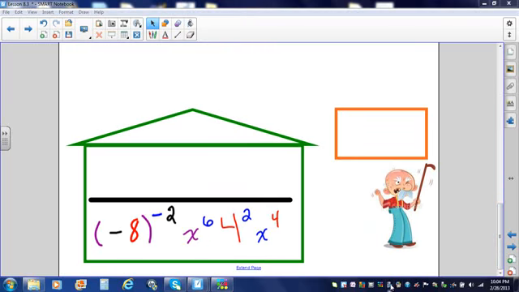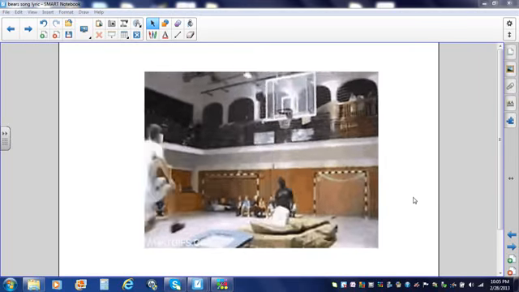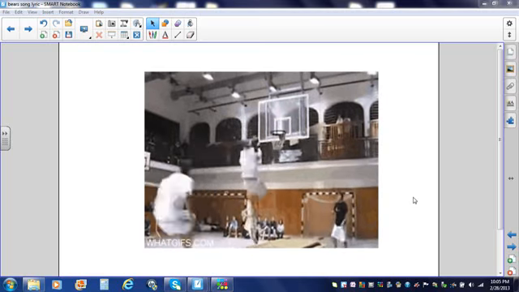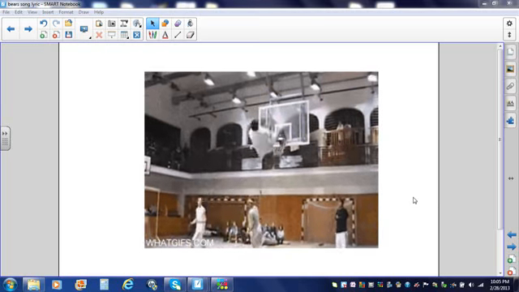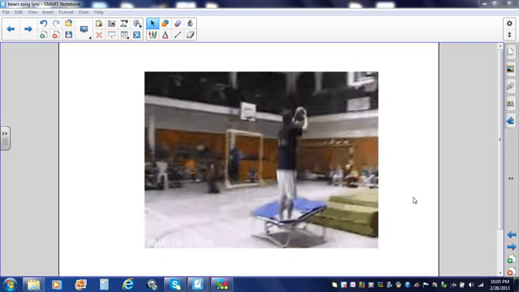Brain break. I know the Chicago Bulls could never do that.